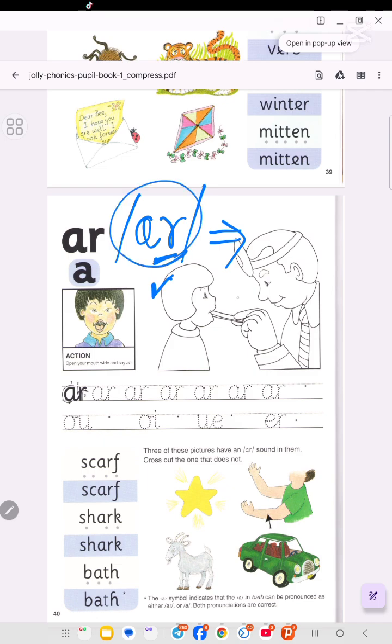In phonics, there are 5 R-controlled sounds. I will share the rest in the next video. Today is the AR sound only. Firstly, AR sounds like R. A and R make one sound together. So AR makes R.